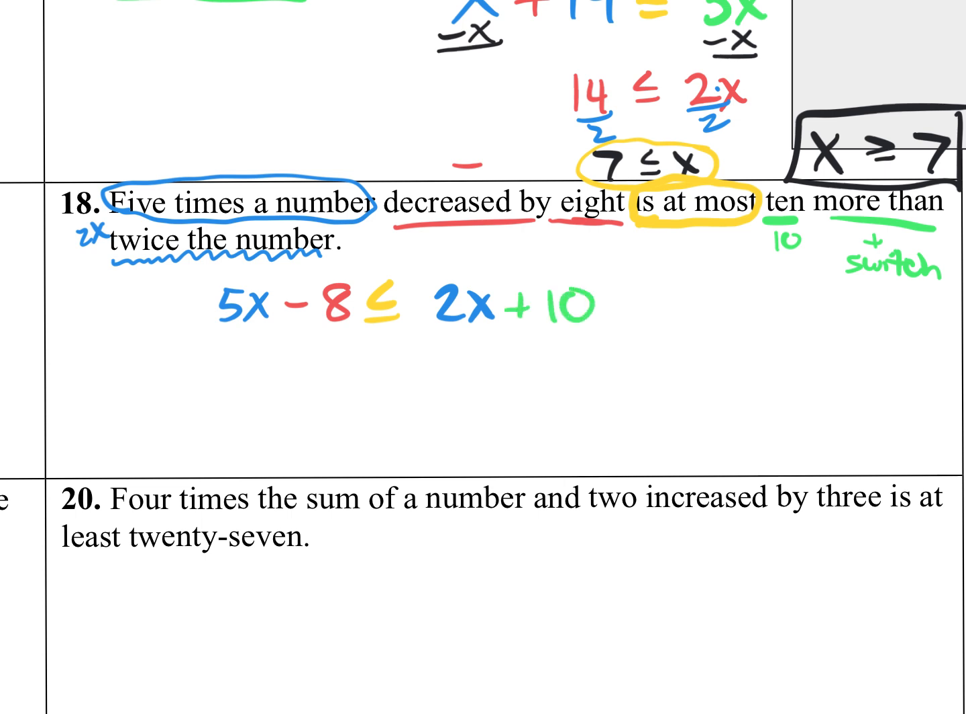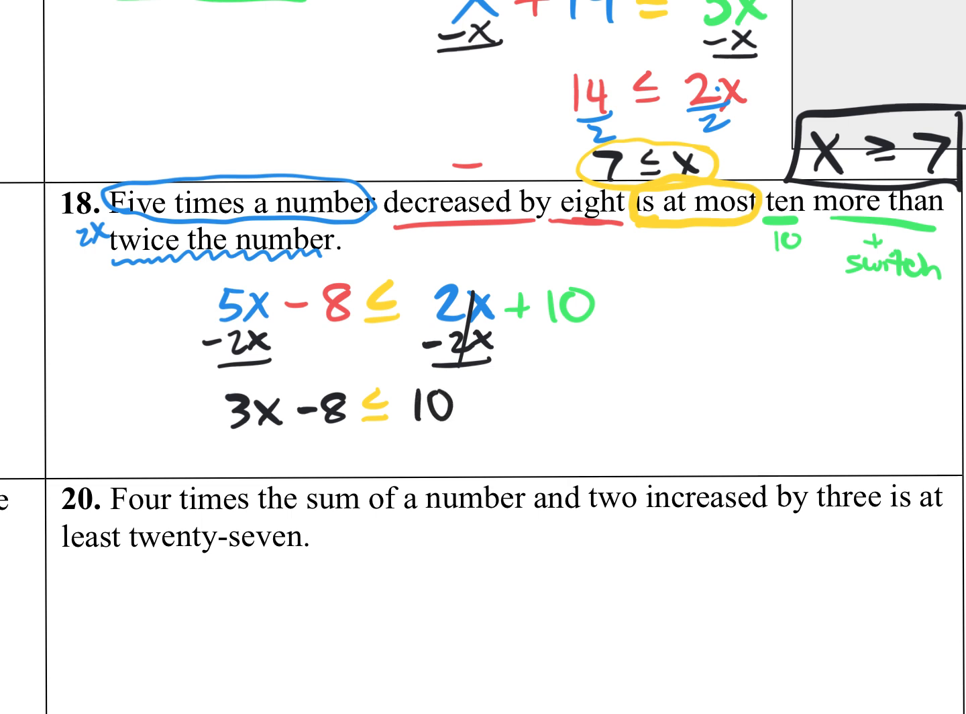There's your inequality that has variables on both sides. Let's solve this inequality. Again, you don't want x's on both sides, so let's get rid of one of them. I'm going to get rid of this 2x by subtracting 2x. And what I do to one side, I do to the other side, subtract 2x. I will now have 3x minus 8 is less than or equal to 10.